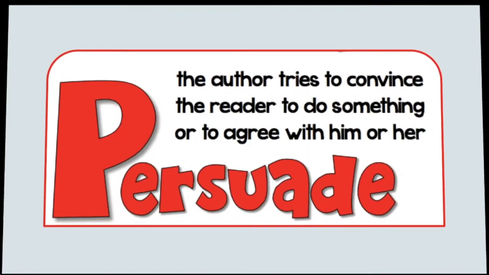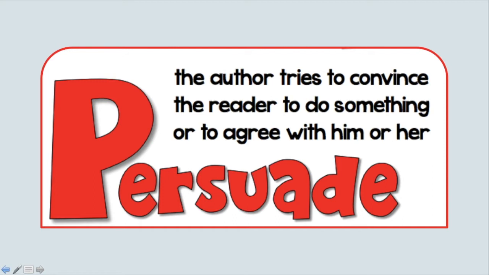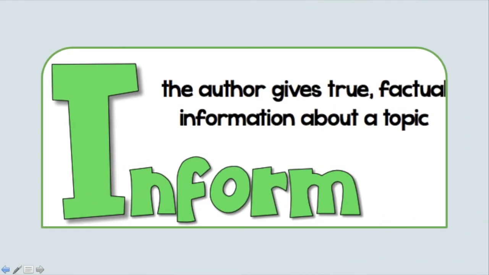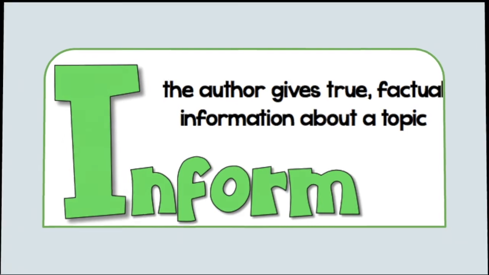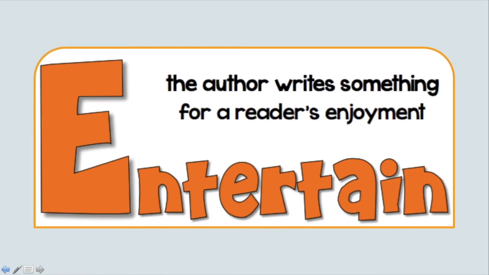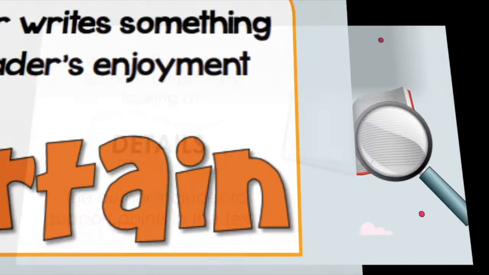When a text is trying to persuade us, the author is trying to convince the reader to do something or to agree with him or her. Texts that inform us teach us or explain something and give true factual information about a topic. Texts that entertain us make us feel enjoyment and other emotions.